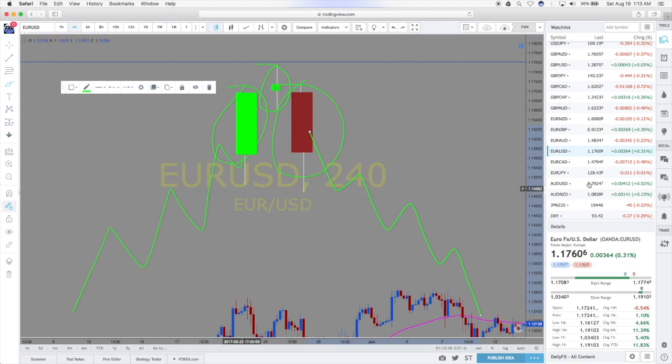Okay, so those are two examples of triple candle price action setups. And these setups happen a lot in the market, so you'll see them constantly. And it's one of the more common ones that you see out there in the market. Okay.